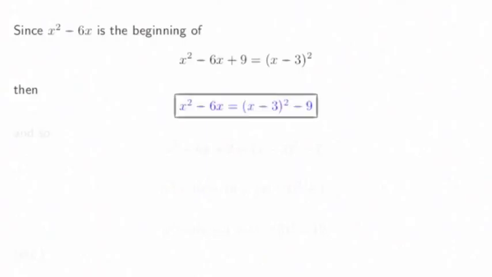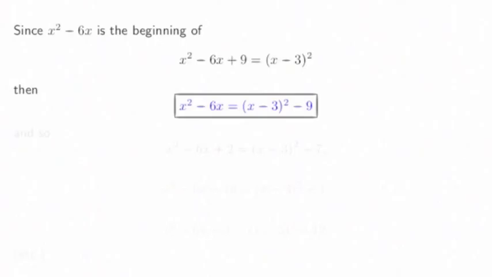Another example, since x squared minus 6x is the beginning of x minus 3 all squared, in other words, x squared minus 6x plus 9 is the quantity x minus 3 squared, then x squared minus 6x is, subtract 9 from both sides, the quantity x minus 3 squared minus 9.